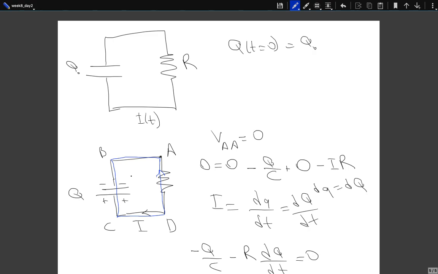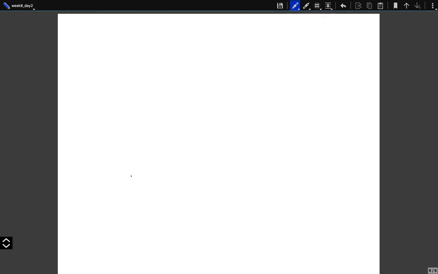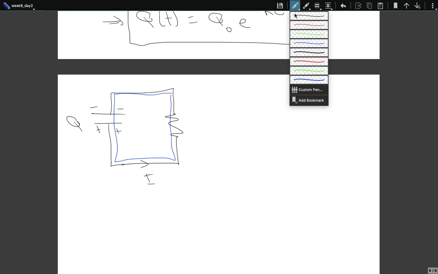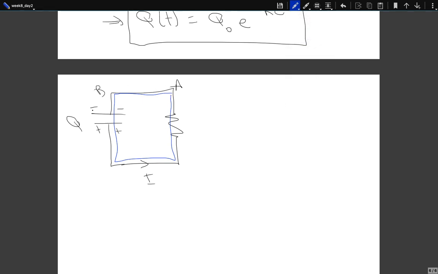Now, let's solve this same problem with slightly different conventions. Let's say this is positive, this is negative, this is my positive Q. But this time I will choose the current to be positive if it is running in the opposite sense. What will change in this case? Again, I will use exactly the same loop. This is the point A, B, C, D.